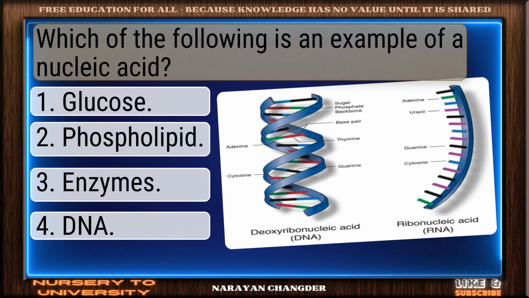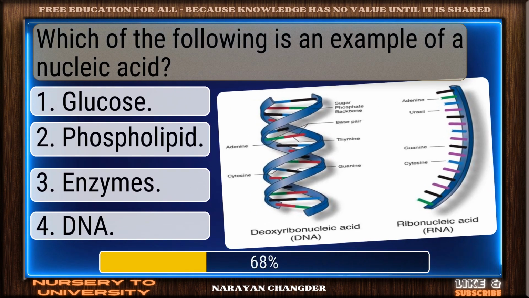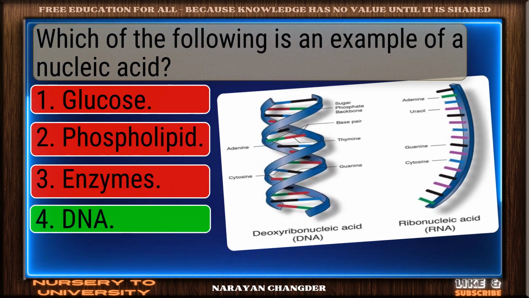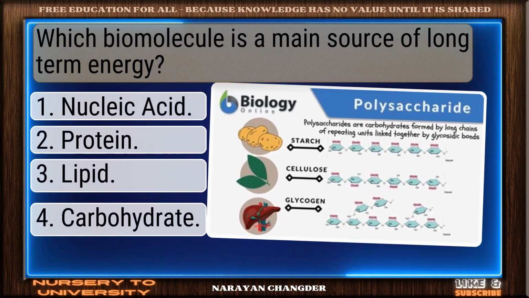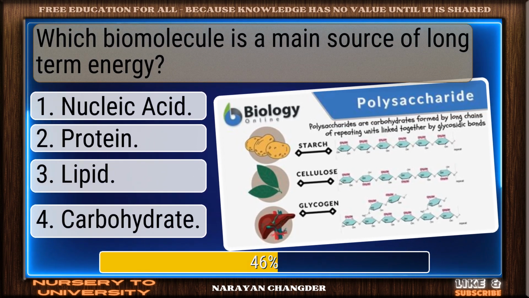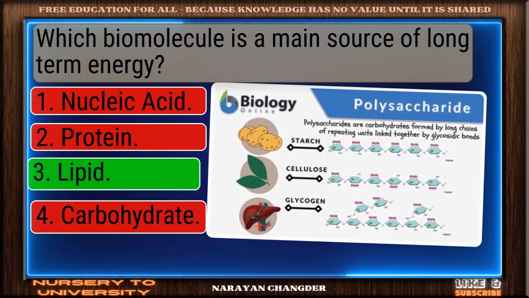Which of the following is an example of a nucleic acid? Excellent choice. DNA is right. Which biomolecule is a main source of long-term energy? Good job. Lipid works well.